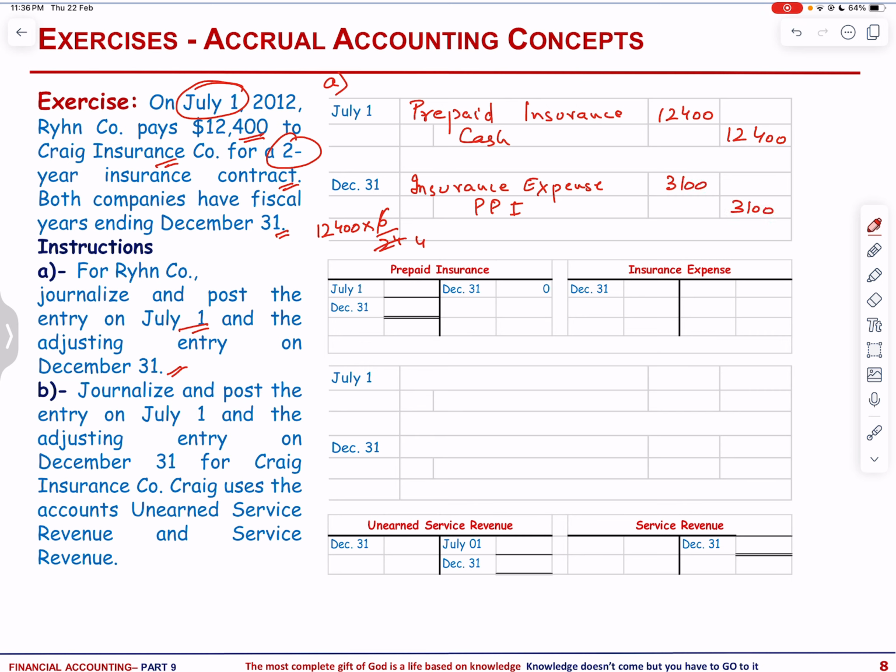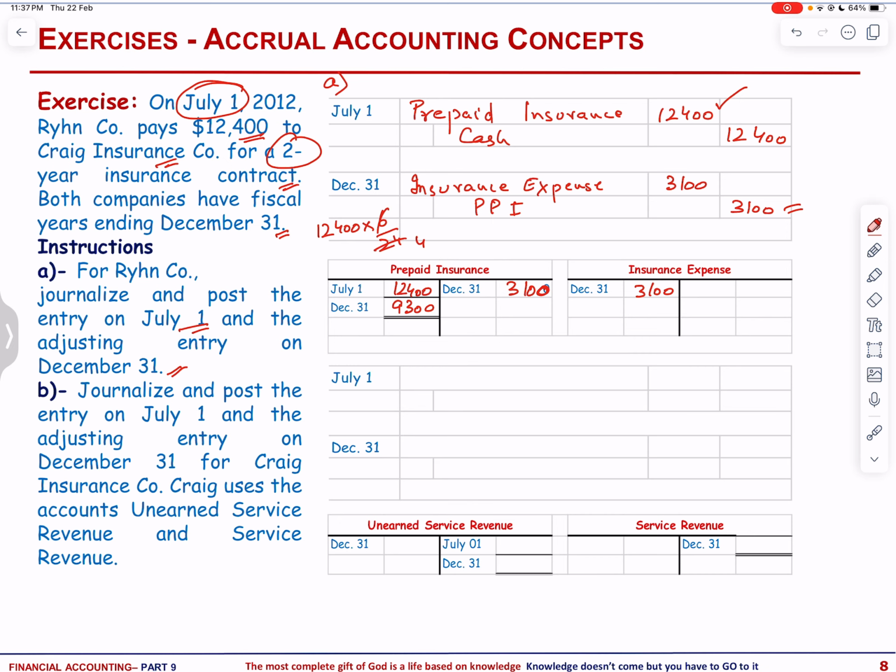We will place this information in the T account. So prepaid insurance was debit for 12,400, and then we have prepaid insurance credit by 3,100. And then for the insurance expense, it is 3,100. So the balance will be 12,400 minus 3,100, that is 9,300.